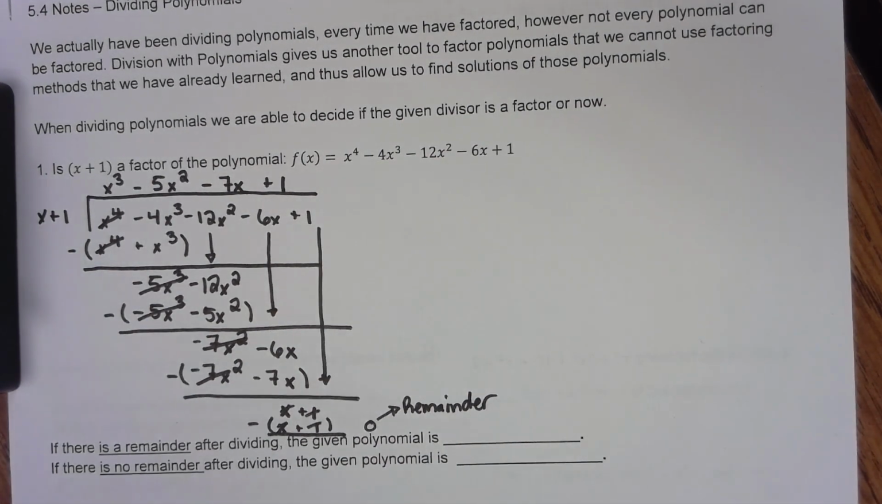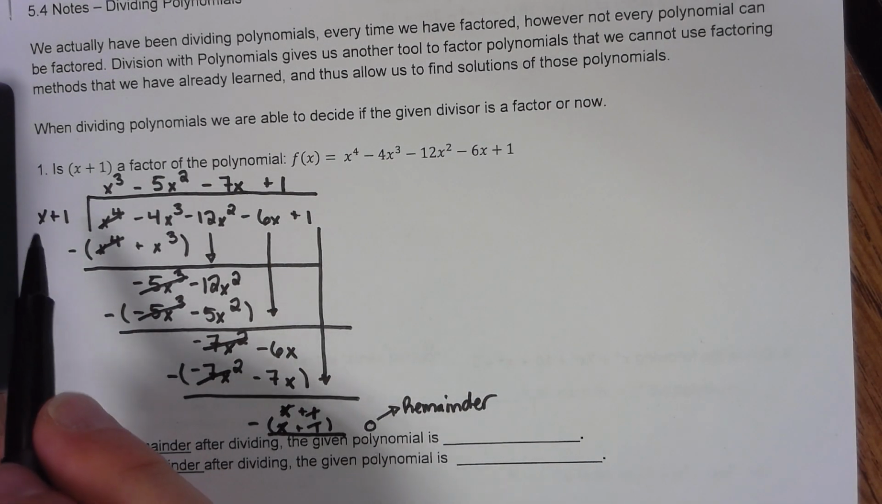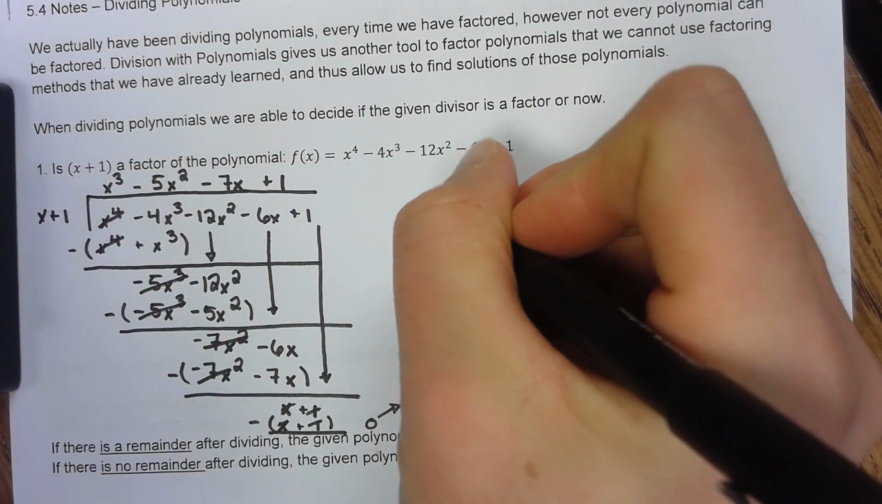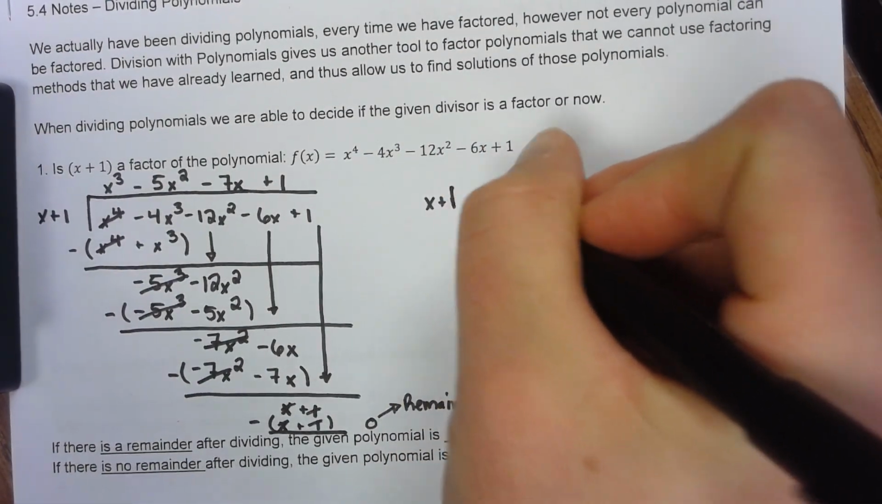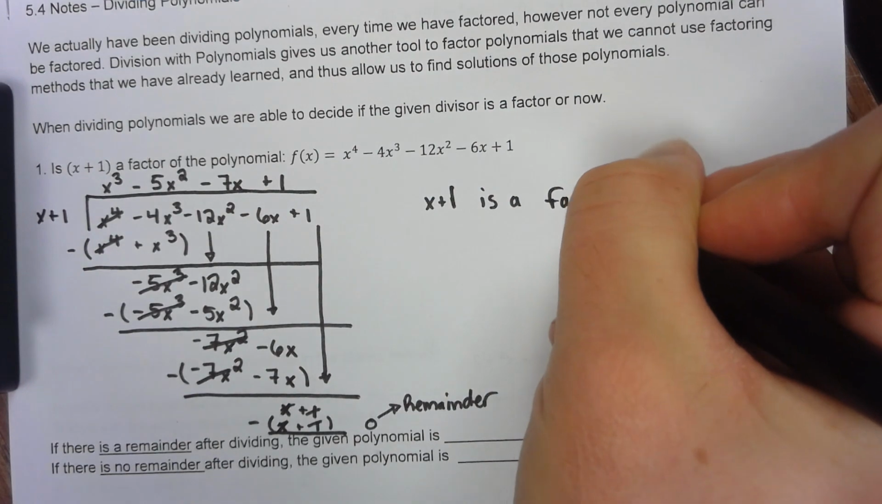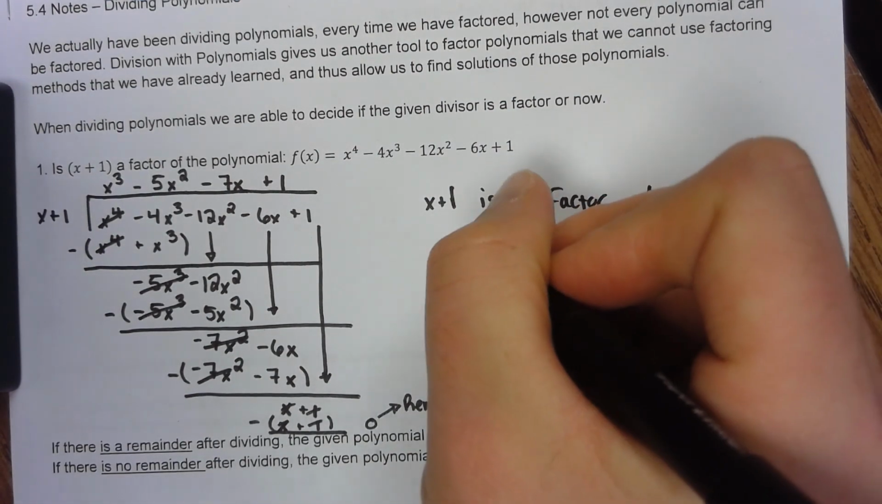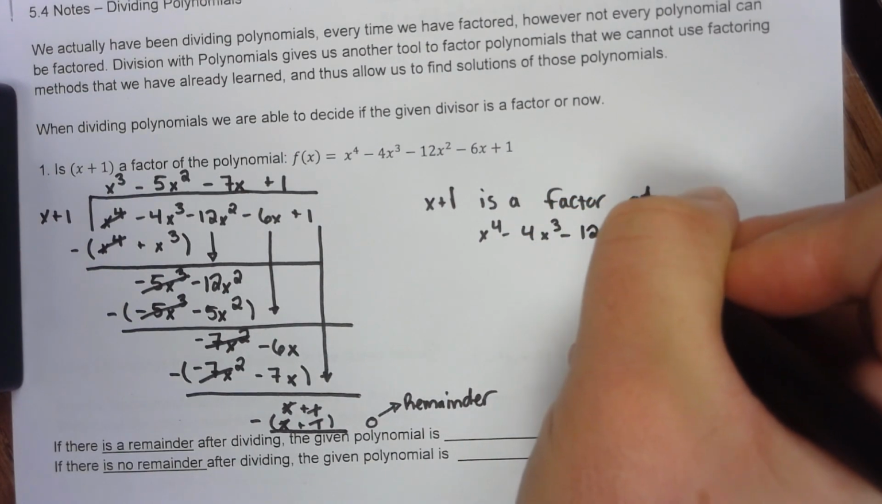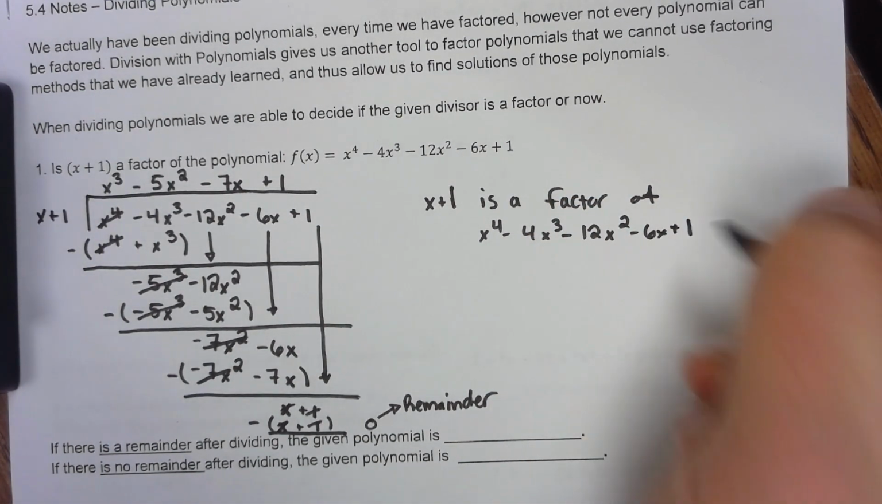When we get a remainder of 0, that means that this term divides into the polynomial perfectly. Okay, just like if we are dividing numbers, if we get a remainder of 0, that means the divisor goes into the number we are dividing perfectly. And so what this tells us is that x plus 1 is a factor of x to the fourth minus 4x cubed minus 12x squared minus 6x plus 1.